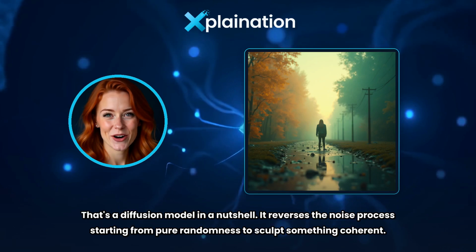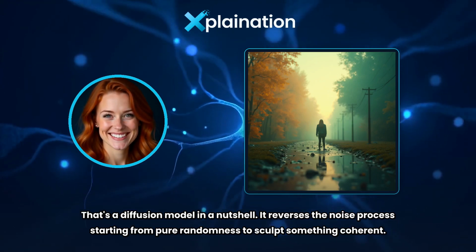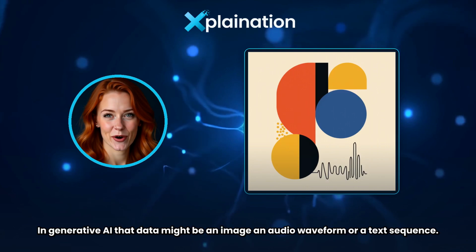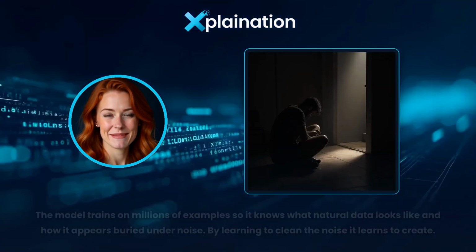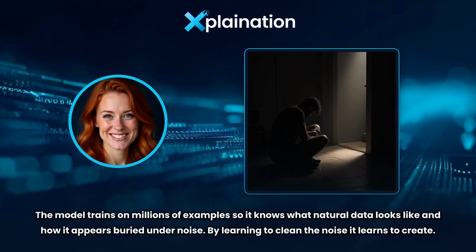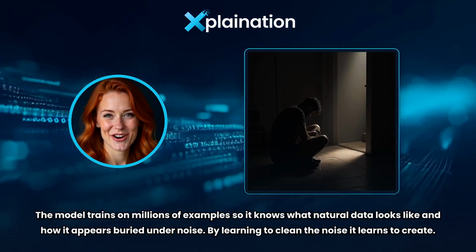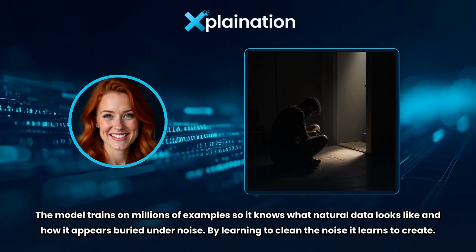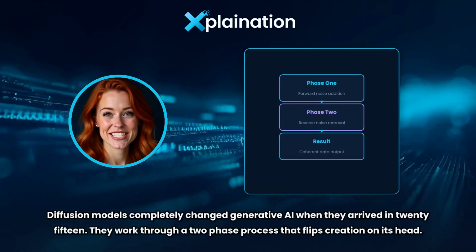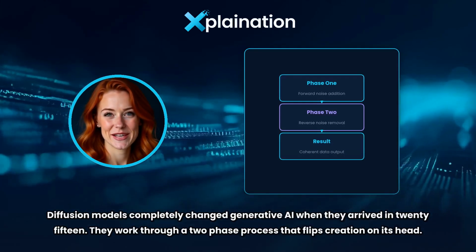It reverses the noise process, starting from pure randomness to sculpt something coherent. In generative AI, that data might be an image, an audio waveform, or a text sequence. The model trains on millions of examples, so it knows what natural data looks like and how it appears buried under noise. By learning to clean the noise, it learns to create. Diffusion models completely changed generative AI when they arrived in 2015.